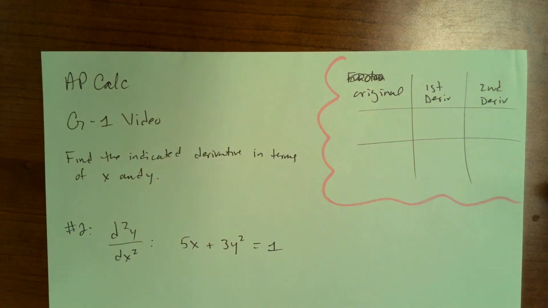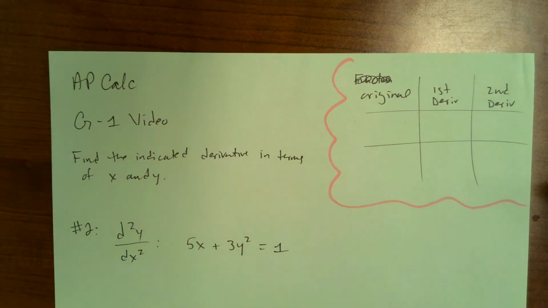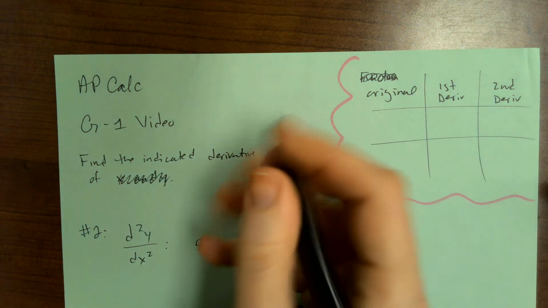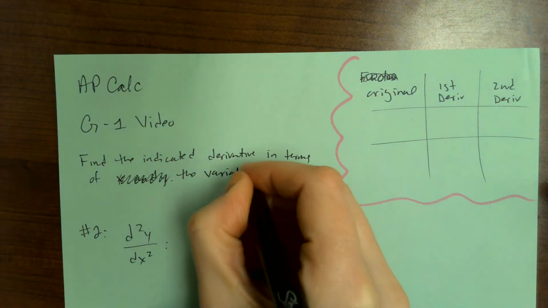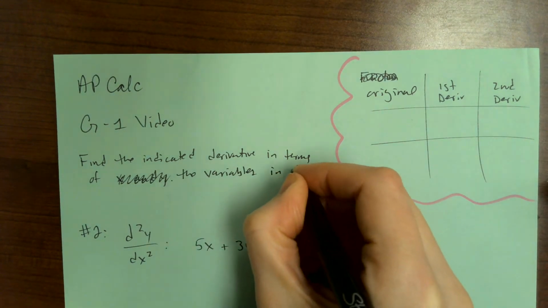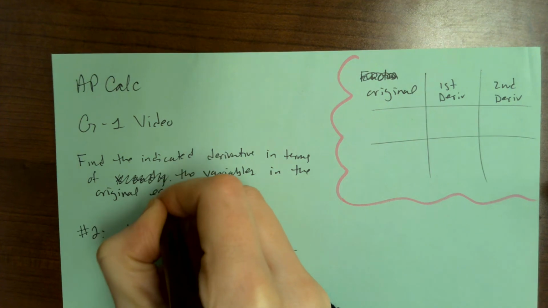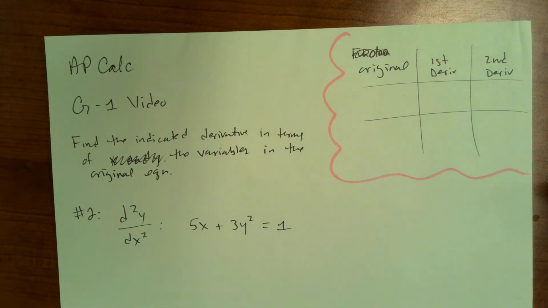Okay, so I'm going to do 3 examples from the practice. They're all even ones. So it says here, I wrote find the indicated derivative in terms of x and y, but I want to say instead in terms of the variables in the original equation, because they're not always x and y in this phase.